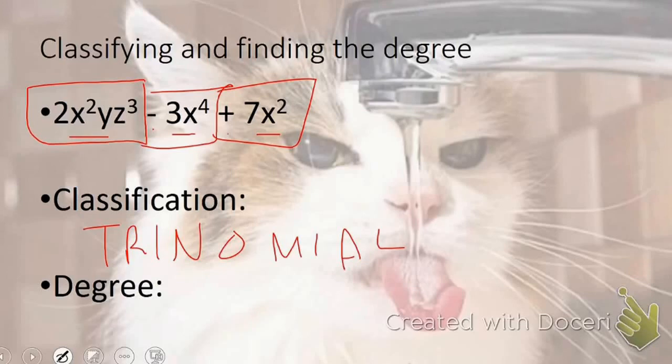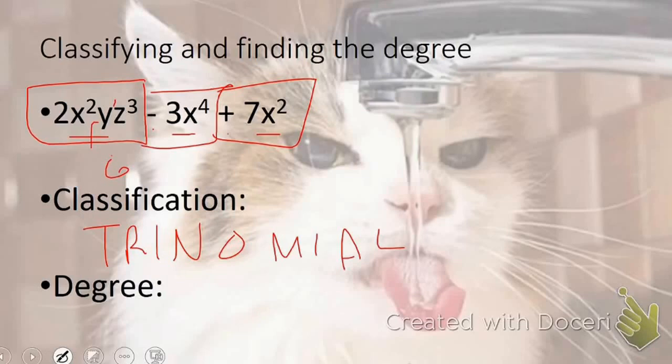So in my first, I have x has an exponent of 2. Y doesn't have anything, but when we don't have an exponent there, we can add in a 1. It's kind of like the invisible 1. And then z has 3. So within each monomial, we'll add up all those exponents. So 2 plus 1 is 3 plus 3. This monomial has a degree of 6.